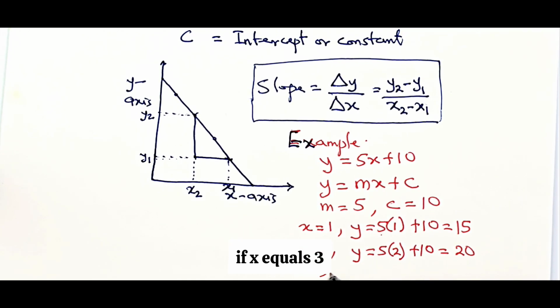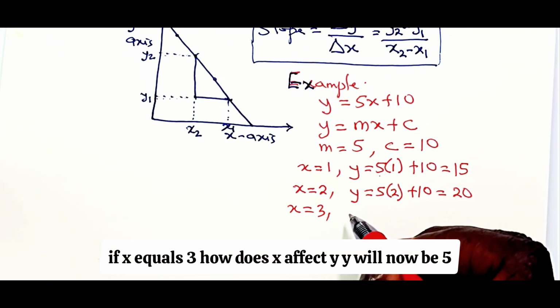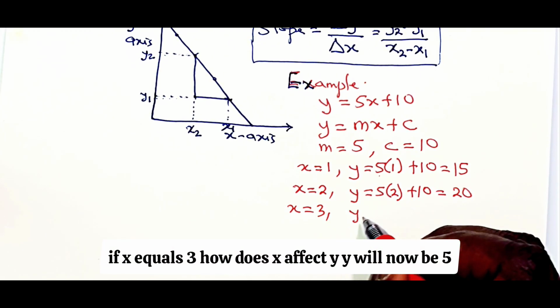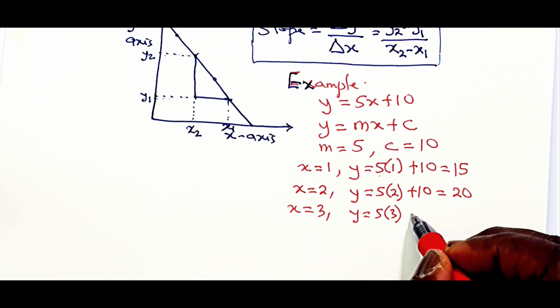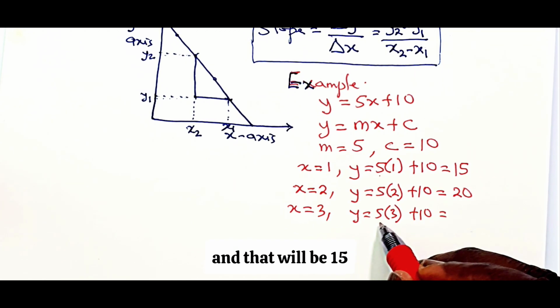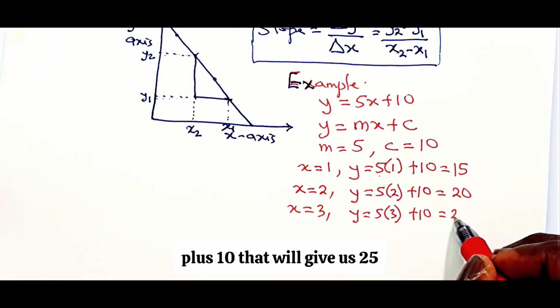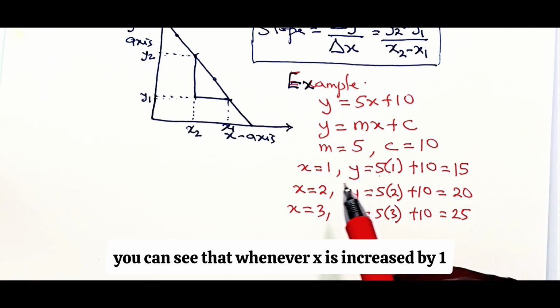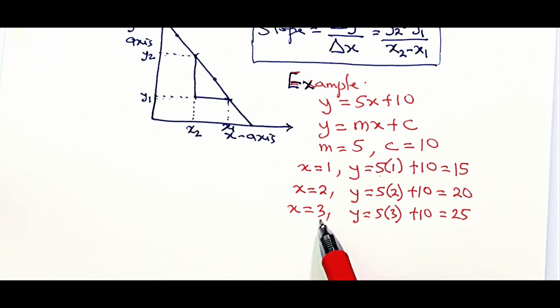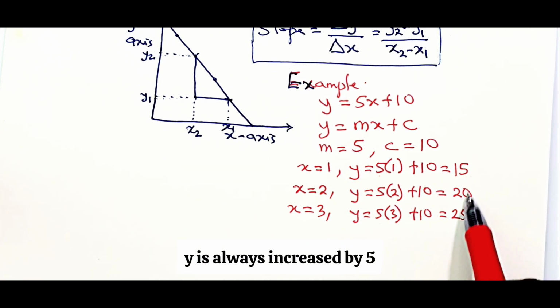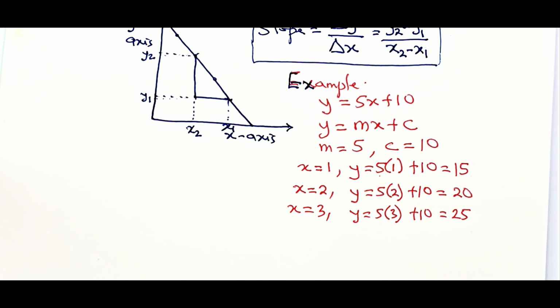If x equals 3, how does x affect y? Y will now be 5 into 3 plus 10. And that will be 15 plus 10. That will give us 25. You can see that whenever x is increased by 1, y is always increased by 5.